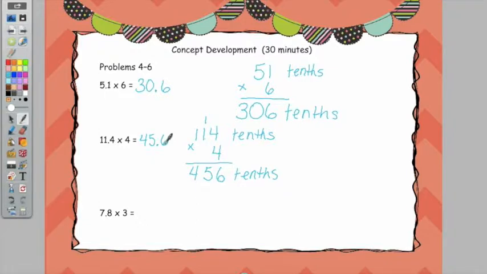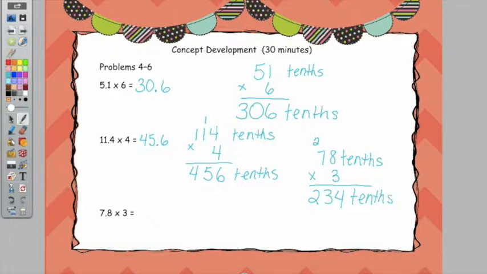So let's do the next one. This will be 78 what? 78 tenths times what? 3. Okay. 8 times 3? 24. 7 times 3 is 21, plus 2 more, 23. So 234 tenths.